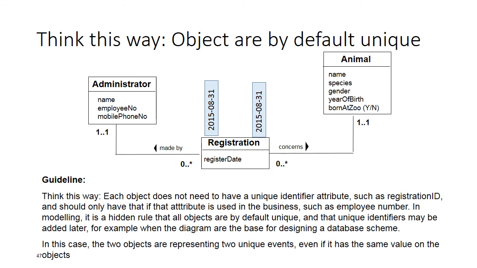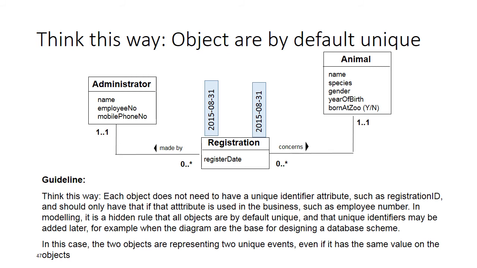Here is another guideline. Objects are by default unique. So in front of you, you can see that two objects have the same value, the same registered date. But still, each of these objects is unique. It's a kind of hidden rule in conceptual modeling that all objects are by default unique.